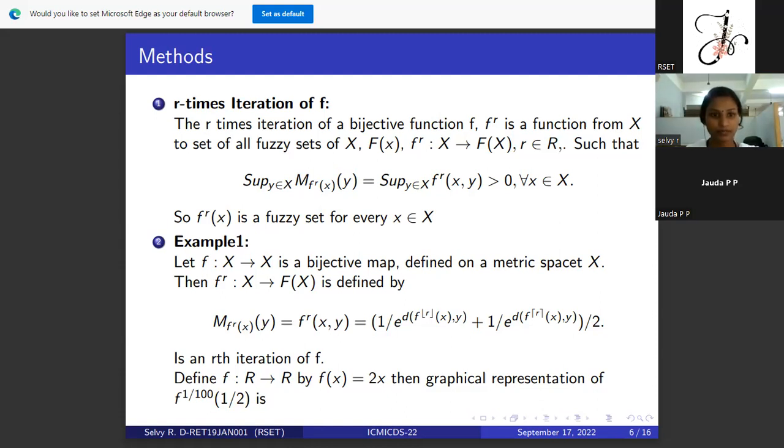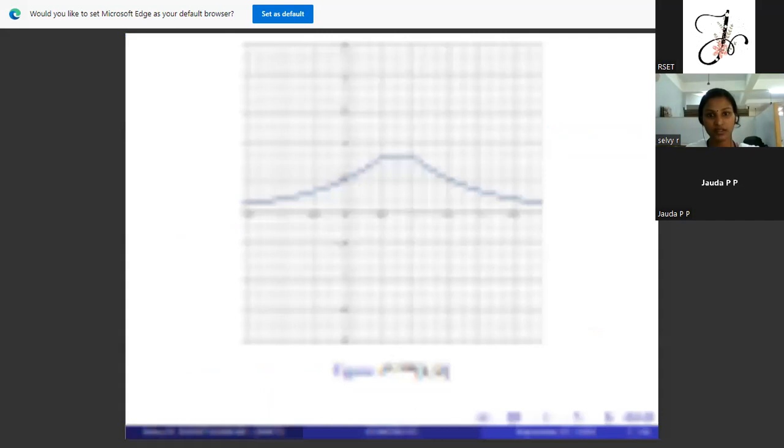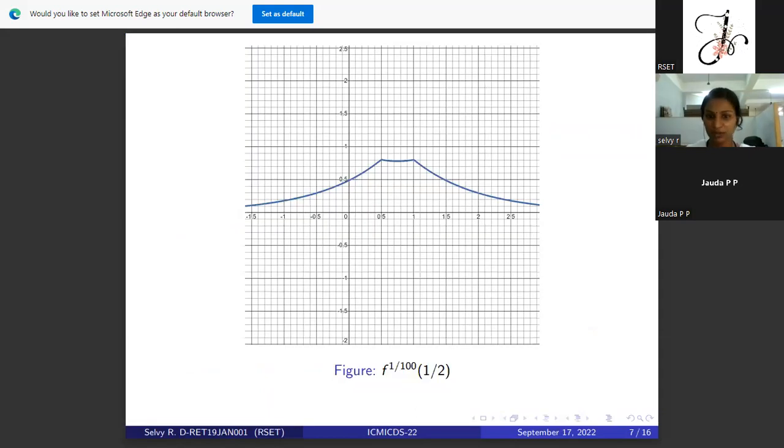For example, consider the real space and consider the function f of x defined on R by f of x equal to 2x. Then define the rth iteration of f of x. That means the membership value of y in the set f^r of x is 1 by e raised to d of f power floor of r of x, y, plus 1 by e raised to d of f power ceiling of r of x, y, all by 2. Then we can find the graph of f power 1 by 100 of 1 by 2, which is given here. This is a graph of f power 1 by 100 of 1 by 2. And another example is example 2.